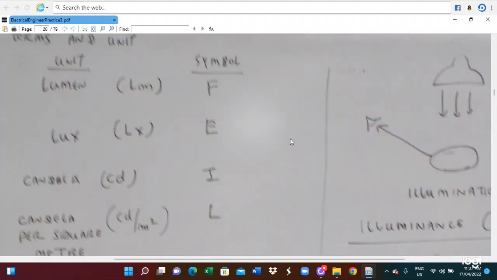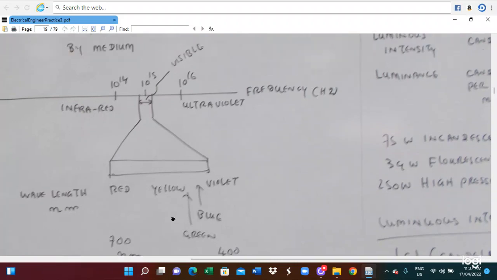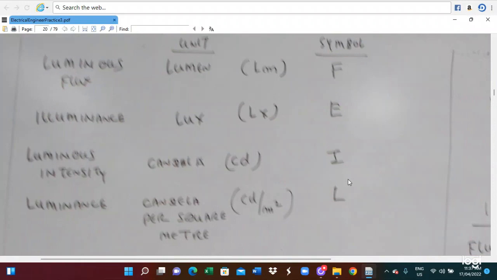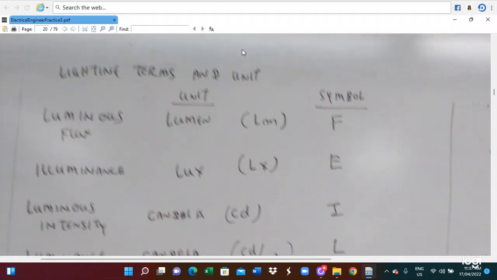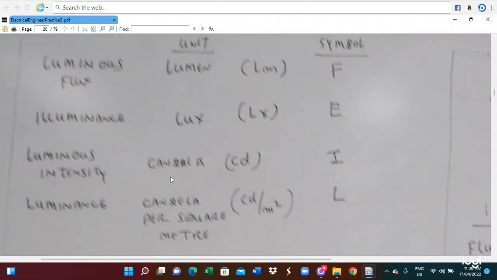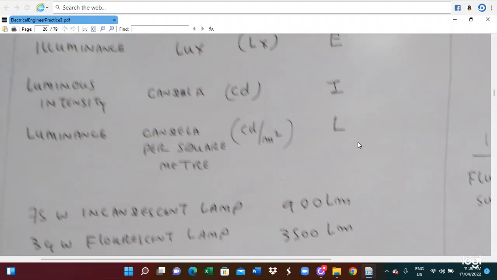Then we are talking about luminous intensity, and the luminous flux calculation formulas. These are the lighting terms and their units. Luminous flux: the unit is the lumen, the symbol is F. Illuminance: the unit is the lux, or lm per square meter, the symbol is E. Luminous intensity: the unit is the candela, CD, the symbol is I. Luminance: the unit is candela per square meter, CD per meter square, and the symbol is L.